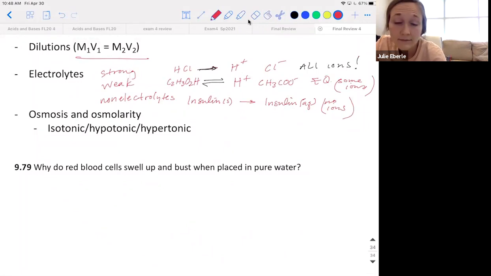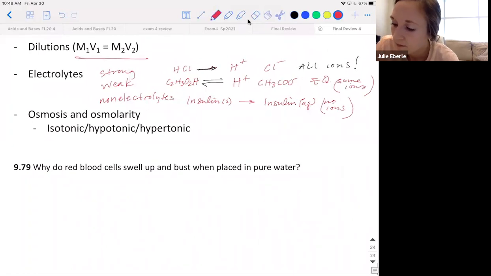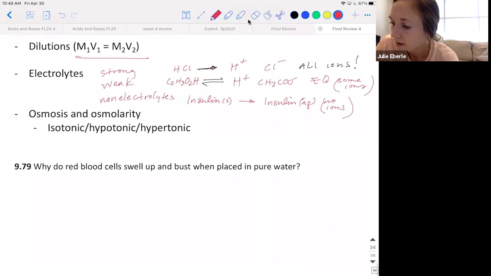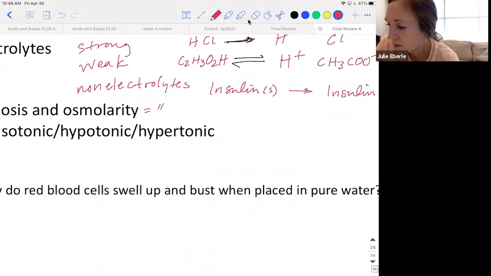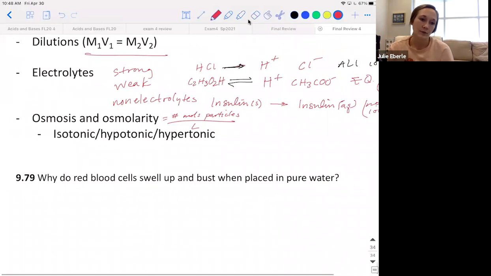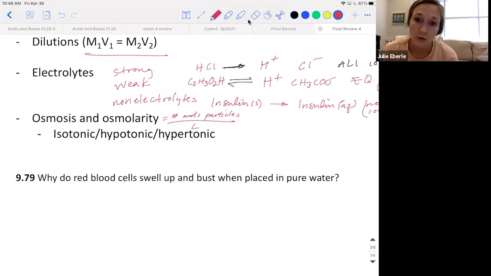Osmosis and osmolarity. Last things here. Osmolarity is the number of moles of particles per liter of solution. So you're always asking yourself, you're trying to calculate the osmolarity. We had a really big problem on exam 4 where I showed you a shriveled red blood cell in a beaker. I said, here's the substances in the blood cell, here's the substances in the beaker, calculate the osmolarity of each solution, and then tell me which one's hypo or hyper or isotonic compared to the other.